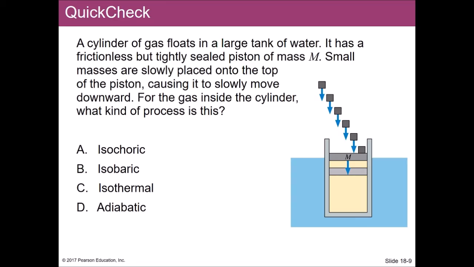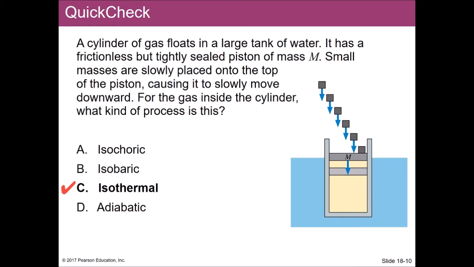We've got a cylinder of gas that floats in a large tank of water, with a frictionless but tightly sealed piston of mass M. Small masses are slowly placed on top of the piston, causing it to move slowly downward. So what kind of process would this be? Just think about this for a moment. The answer here is C, an isothermal process.